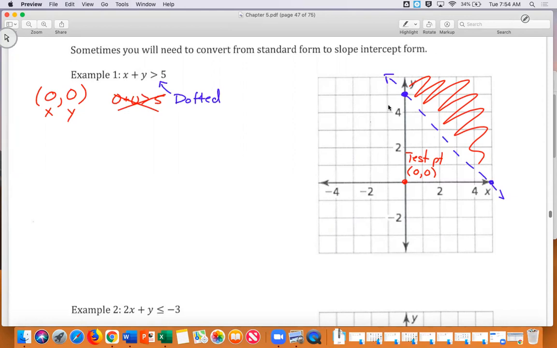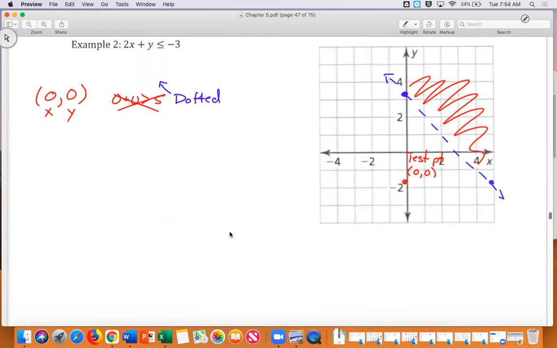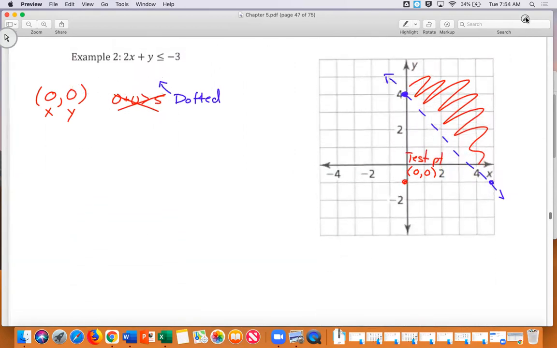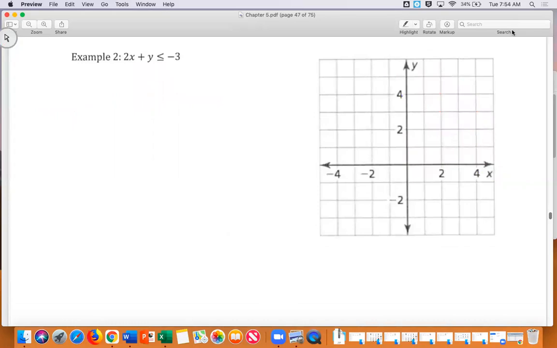In this one, I could obviously do the cover-up method. Now, in example number 2, if I cover up x, I have y equals -3. But if I cover up y, I have 2x equals -3. And they don't play nice. They don't divide out. So in this case I actually have to get y by itself. I would simply subtract 2x from both sides.